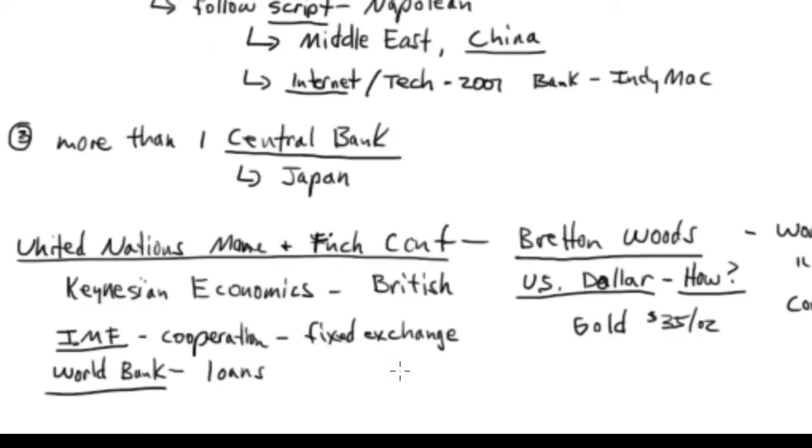Because you have so many sick patients around the world because of World War II, if you have a sick patient, do you want to do a transfusion from another sick patient, or do you want to do it from a healthy one? Well, you want a healthy patient. And there was no one more healthy coming out of World War II than the United States.